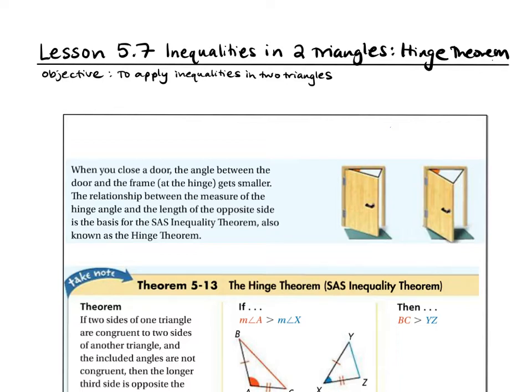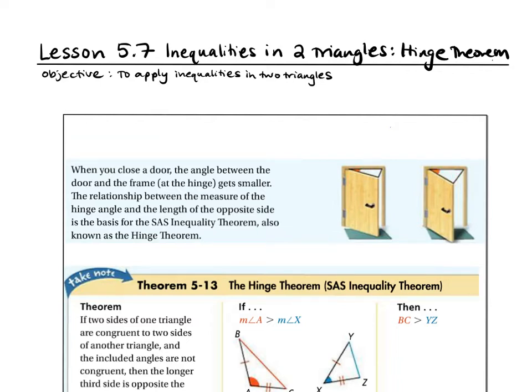compare sides and based on their angle. So the way to think of the hinge theorem, that's where the name comes from, is like the hinge of a door. And so like when you close a door, right, the angle between the door and the frame, or at the hinge, gets smaller, right? And you can see that here, right? As the door closes, this angle gets smaller. As it opens, it gets bigger.